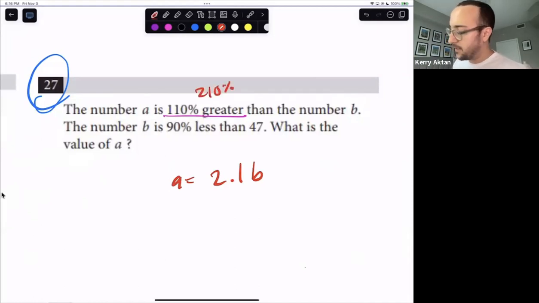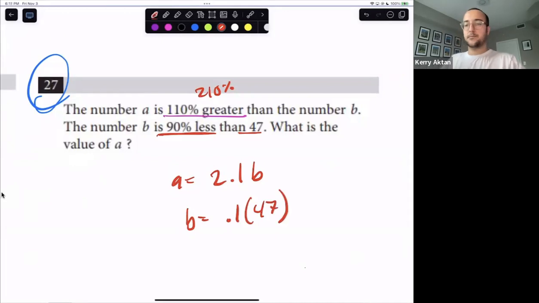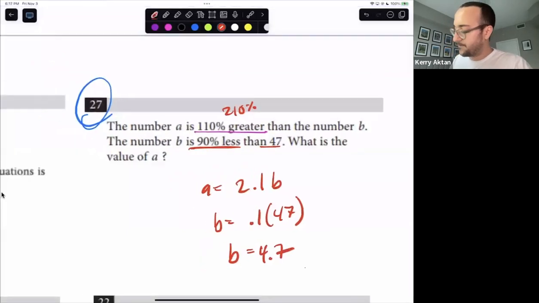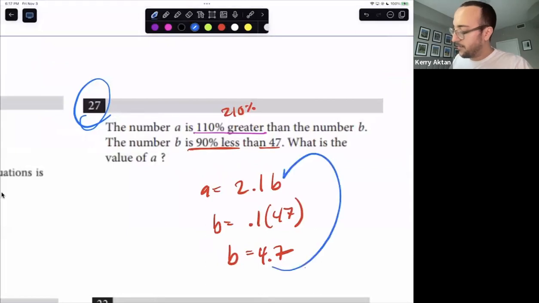So 2.1 times B. B is 90% less than 47. So really for me, that means that B is equal to 10% of 47. So I don't need a calculator. B is equal to 4.7. And if that's the case, plugging 4.7 back in, 2.1 times 4.7.